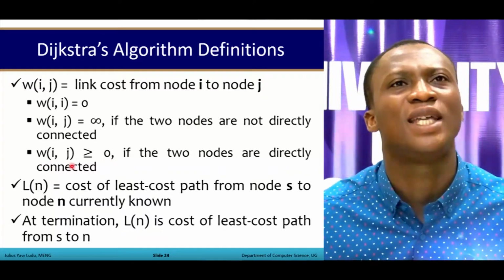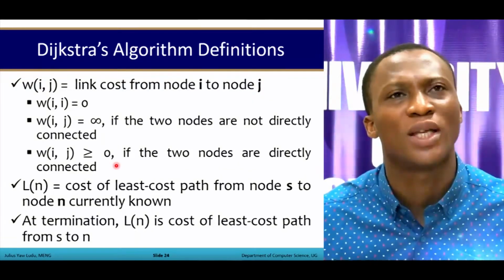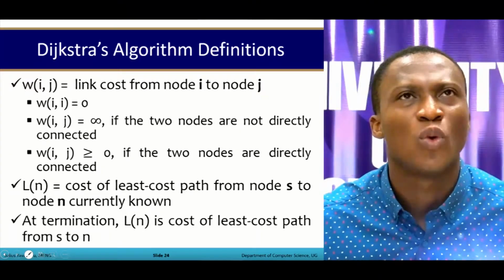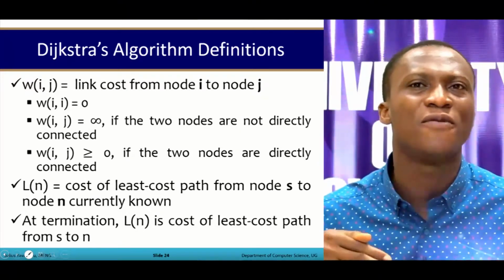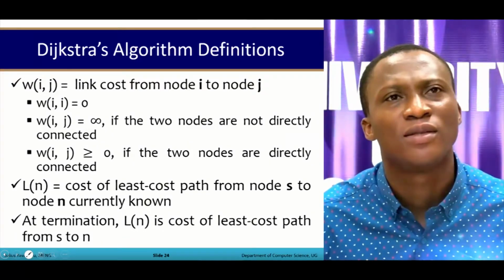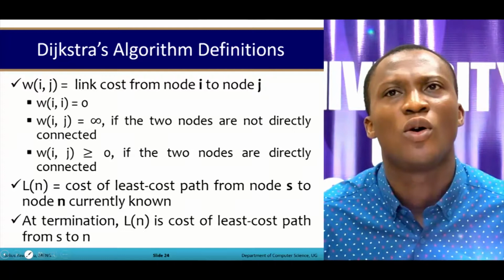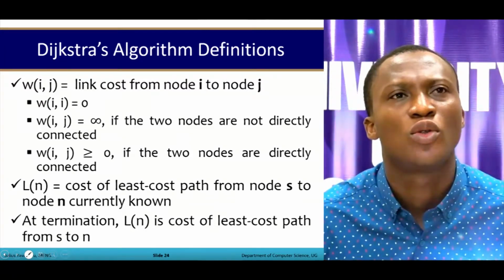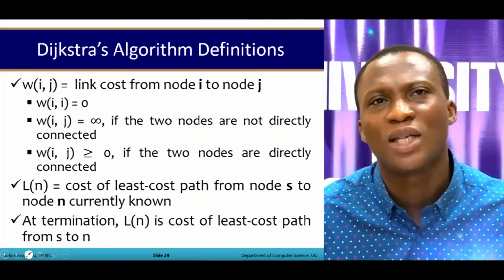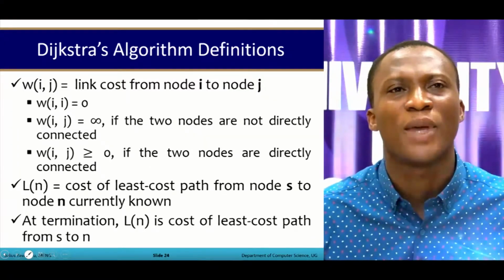Now, Wij needs to be greater than or equal to 0. If the two nodes are directly connected, then we expect that their cost is either 0 or greater than 0. We'll look at Bellman-Ford, which deals with negative cost or negative weight. Then we'll calculate L(n), which is the cost of the least cost path from the source node S to a node n, the currently known node. At termination, L(n) is the cost of the least cost path from S to n.